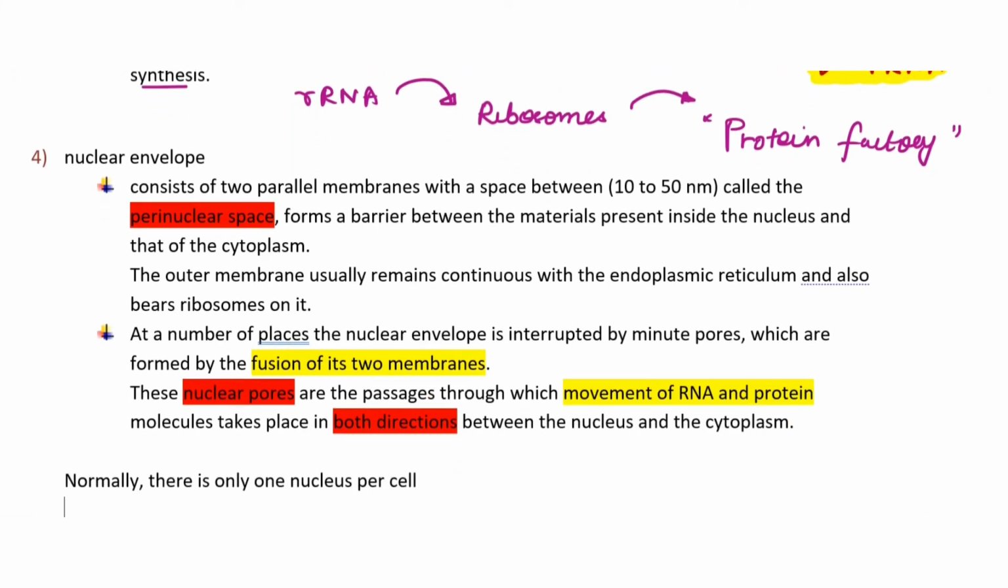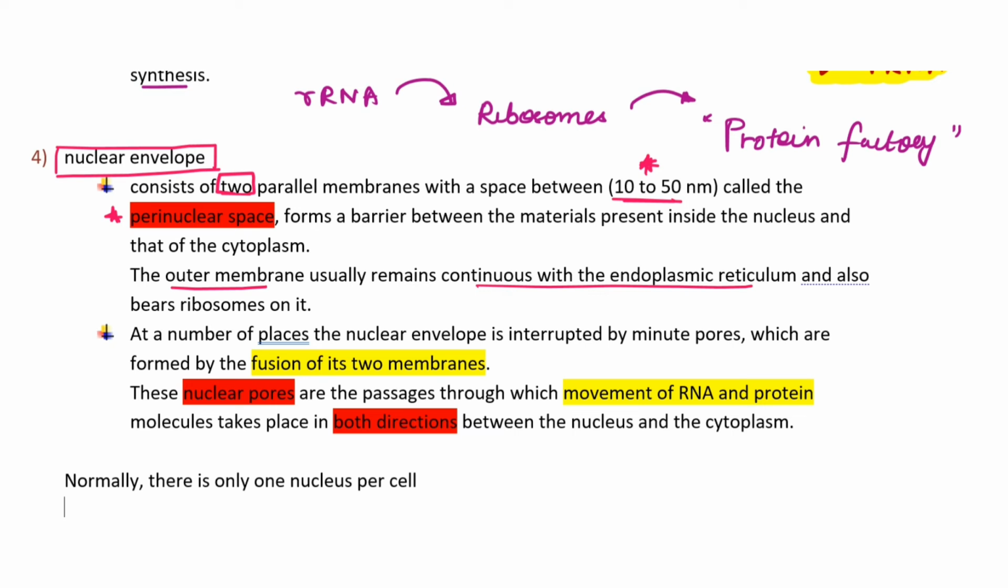Next component of the interphase nucleus is nuclear envelope. Nuclear envelope consists of two membranes which are parallel to each other, and these parallel membranes have a space between them which is of 10 to 50 nanometers. So the unit is also important. This space is known as the perinuclear space. This space is important because it is forming a barrier between the materials which is present inside the nucleus and outside, which is the cytoplasm. This is also a double membraned organelle, remember.